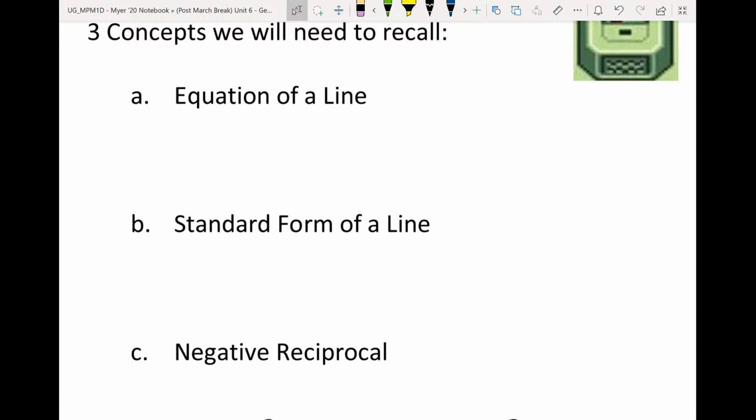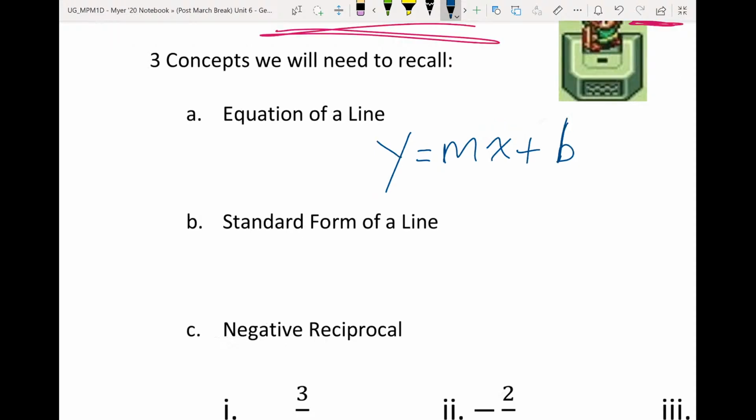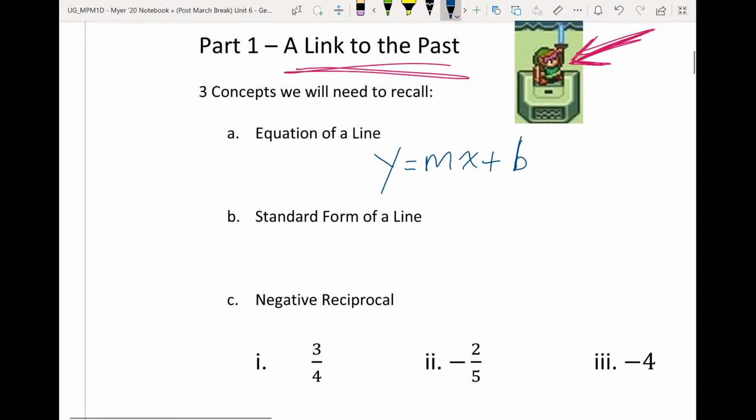It's some kind of formula. I can hear someone very quietly whispering it. Very good. y equals mx plus b. Awesome. So that's been a key of what we've been learning so far, that that's the equation of a line. Does anyone remember standard form?